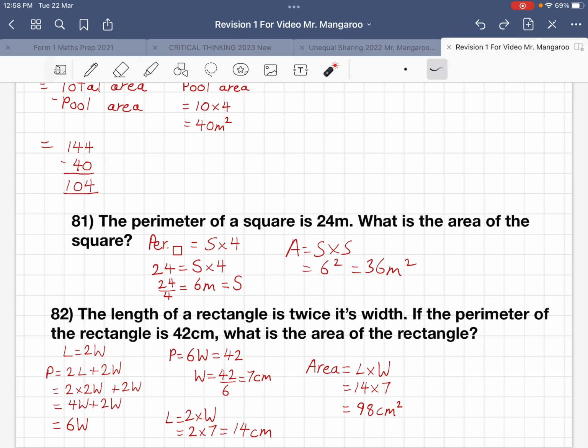We know one of the lengths is 2w, so 2 of the lengths will be 2 times 2w, which is 4w. So the length is really 4 widths, right? And the 2 widths is the 2 widths, right? So that's a total of 6 widths. So the perimeter is equal to 6 times the width, which is 42. So the width will be 42 divided by 6, which is 7. And the length is twice as much as the width, which is 7 2s are 14. So now we have the length times the width to find the area. 14 7s are 98.